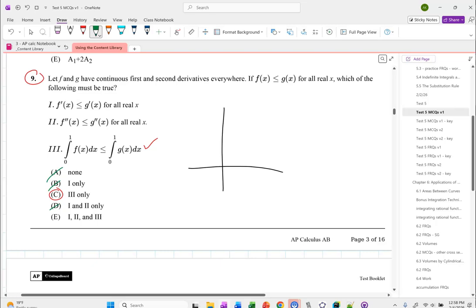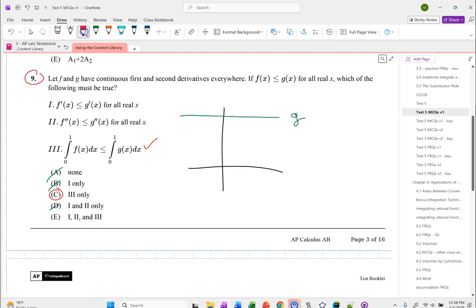I agree. So here's my g. I need to see if I can draw an f that always lives below g, but at a place where its slope, because we're talking about the first derivative, is bigger than 0. Well, sure, that's easy. I could just do something like that, right? Because any spot like here or here, the slope is greater than 0. So this can't be true, because here the slope of f is greater than the slope of g. So it can't be that one either.